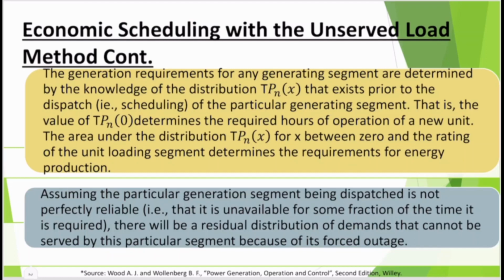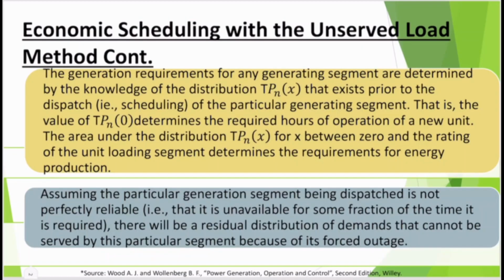Now, in continuation with the previous lecture, the generation requirement for any generating segment is determined by the knowledge of the distribution, that is T times Pnx, that exists prior to the dispatch, that is scheduling, of the particular generating segment. That is, the value of Tpn0 determines the required hours of operation of a new unit. The area under the distribution, T times Pnx, for x between 0 and the rating of the unit loading segment determines the requirement for energy production. The complete area will give me the energy requirement to meet the particular load for a given hour.